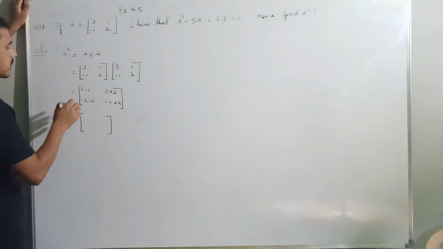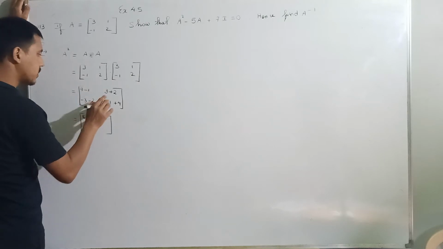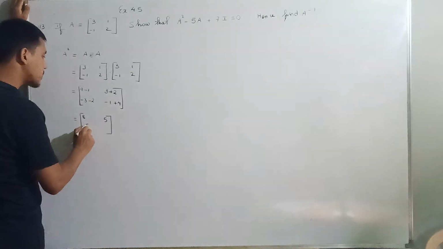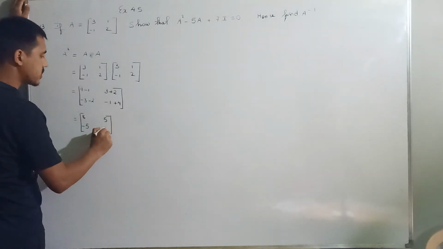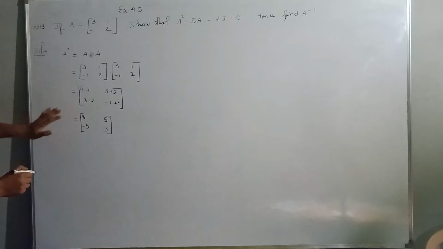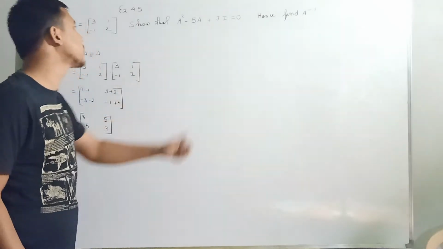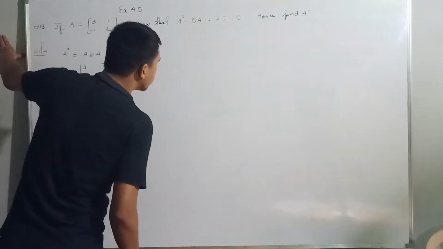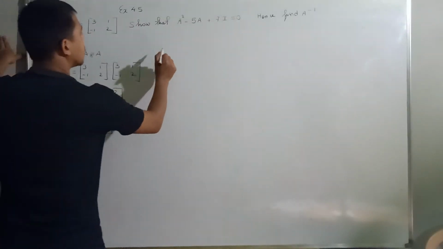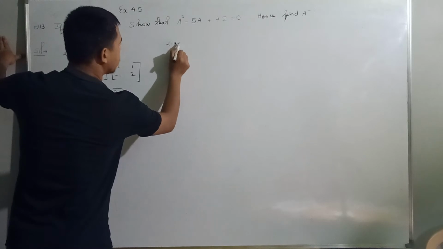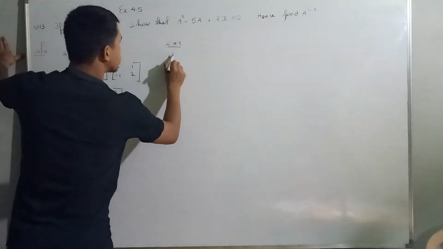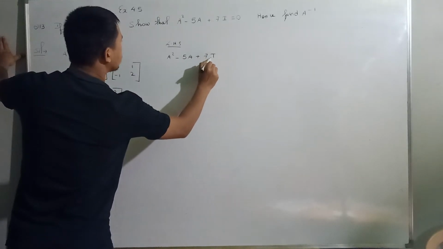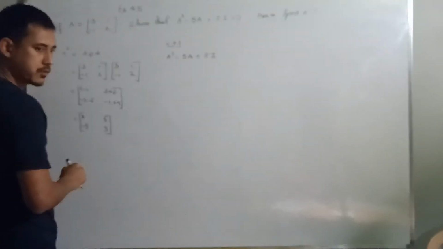9 minus 1, 8. 3 plus 2 is 5. Minus 3 minus 2 is minus 5. And minus 1 plus 4 is 3. So we have obtained A square. Now we need to show that A square minus 5A plus 7I is 0. So let me take the left hand side. A square minus 5A plus 7I. Here I will be the identity matrix of order 2, right?